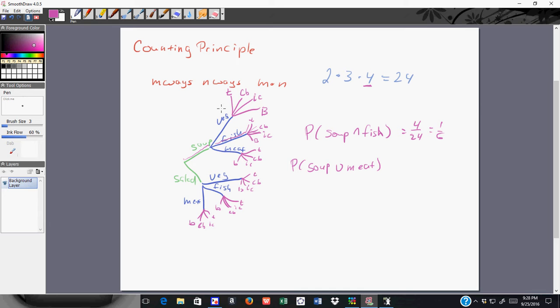If I said the probability that you had soup or meat, it gets a little tricky because soup is going to be all of these, all of these, and all of these, which is 4, 8, 12. And then the meat, you don't count these twice because we've already counted them for the soup. But if I ordered salad, I could also order meat. And then I'd have 4 more options. So it'd be 4, 8, 12, 16. It'd be 16 out of 24.